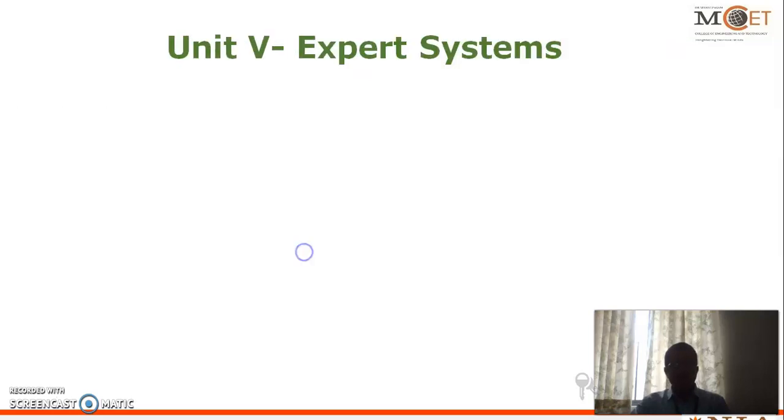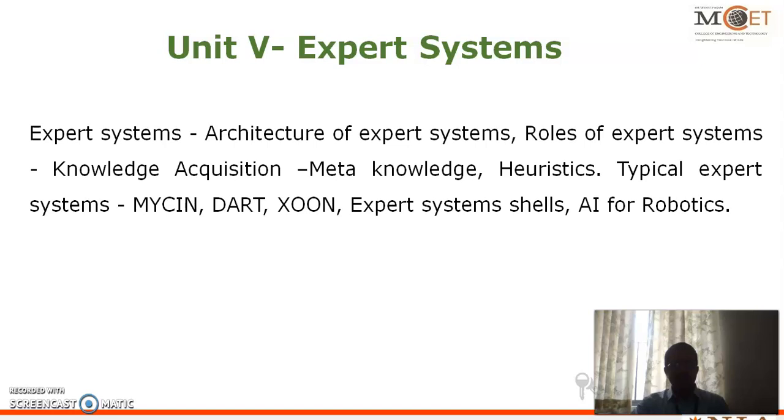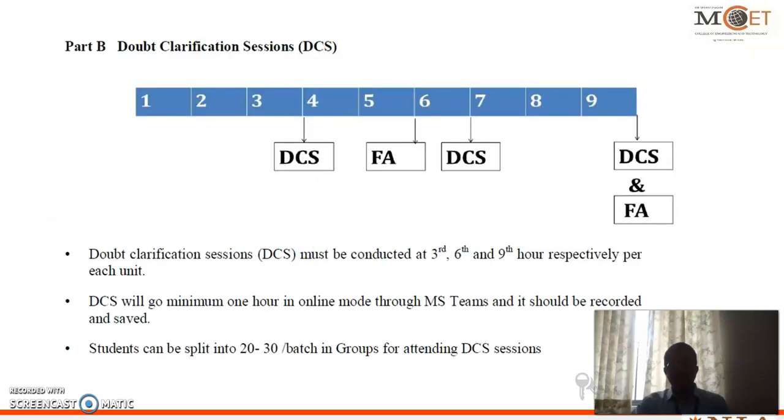And unit 5 fully deals with expert systems. We are going to discuss the architecture of expert systems and the role of expert systems, how the knowledge is acquired from the real world scenario and converted in the form of meta knowledge, and based on that how the typical expert system tools are used to solve those problems. For example, MYCIN, DART, expert system shells, and the application of artificial intelligence for robotics. So these are the topics we are going to discuss in unit 5.